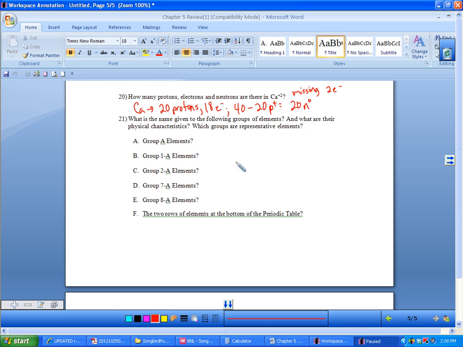All right, then I have a question. What is the name given to the following groups of elements? What are their physical characteristics? Which ones are representatives? All your group A elements are your representative elements. So anything that has an A in its group number is a representative element. And they have a wide range of characteristics. So that means that some are going to be metals, some are non-metals, some are metalloids. So as we go over the properties of those things, I think you'll see what's going on.